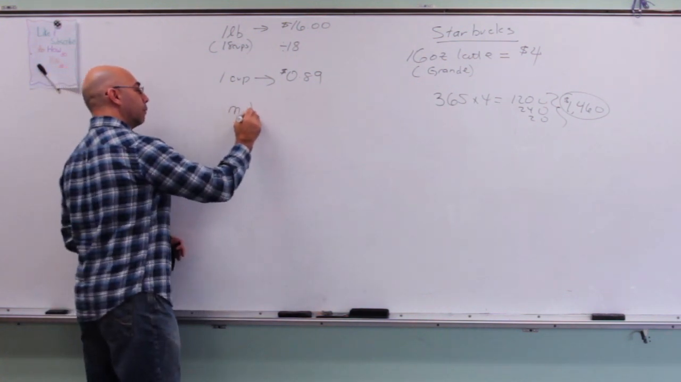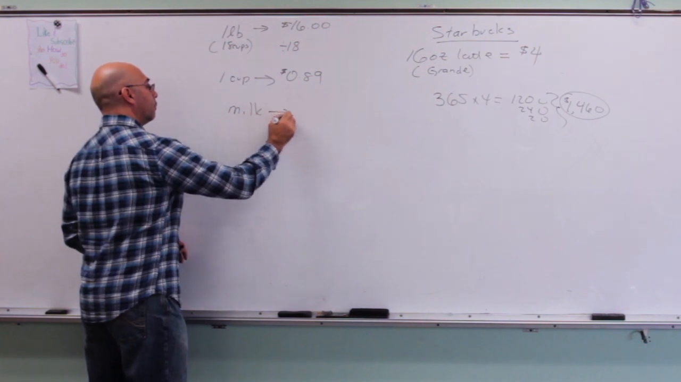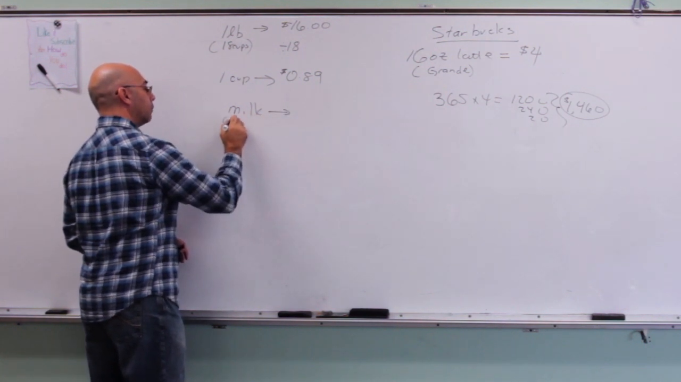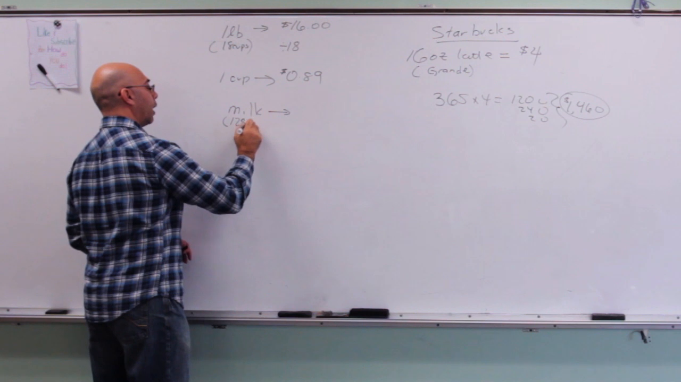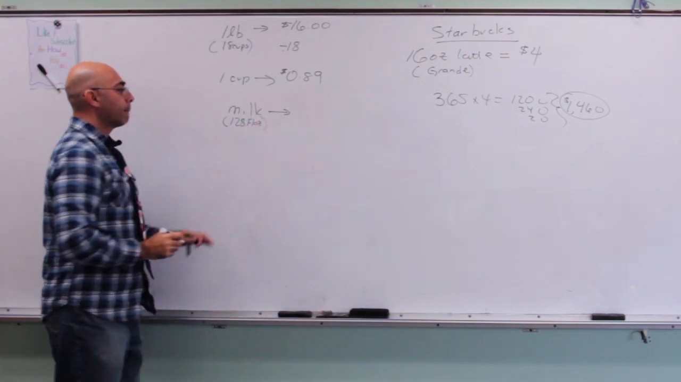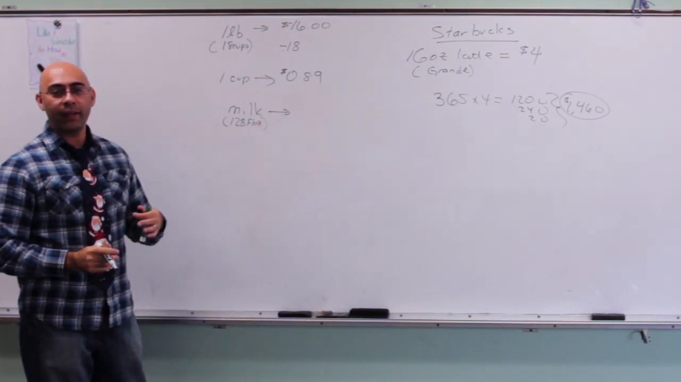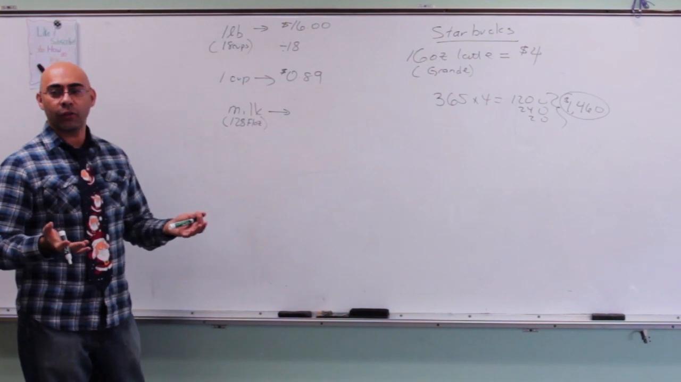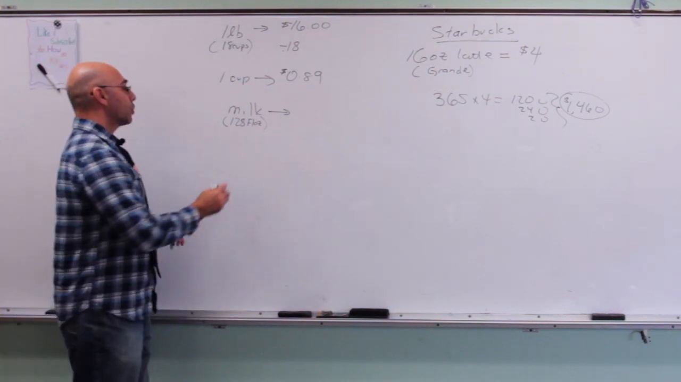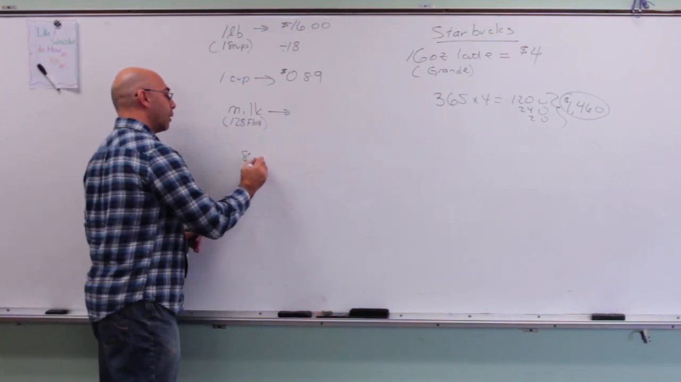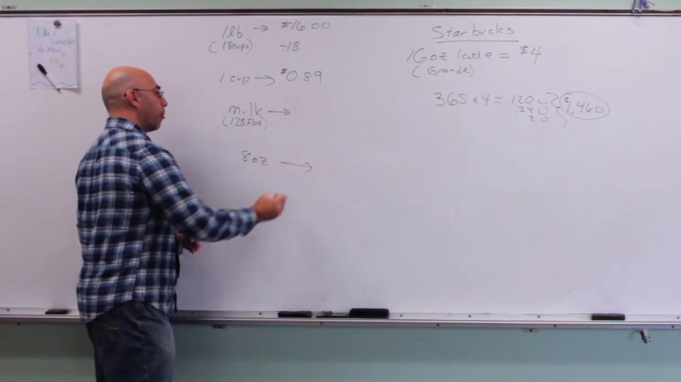For the milk, and that's 1 gallon. We'll say 128 fluid ounces. So your 1 gallon of milk, you're not going to use a gallon of milk for 1 cup of coffee, are you? So we want to use about 8 fluid ounces.